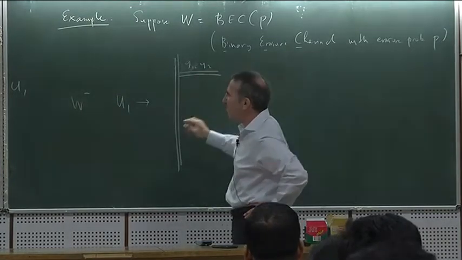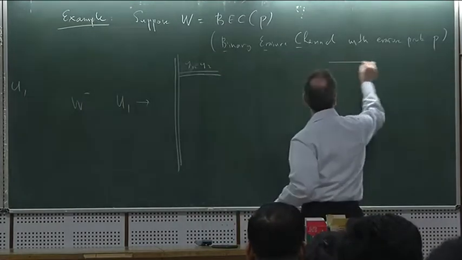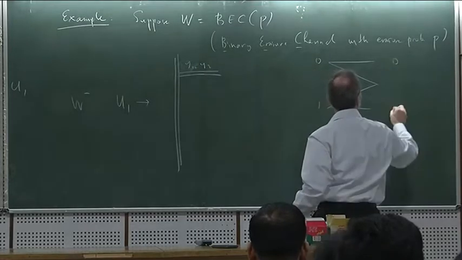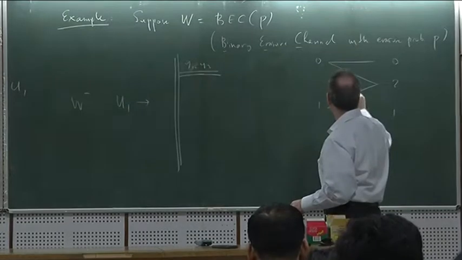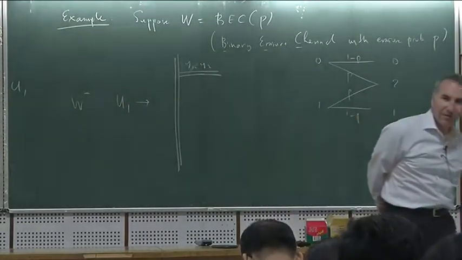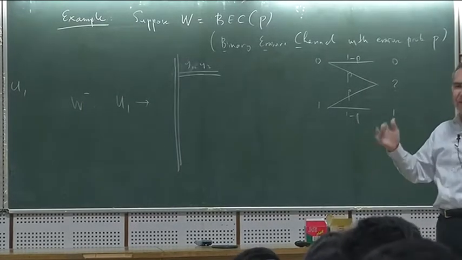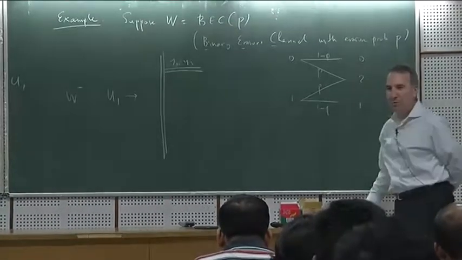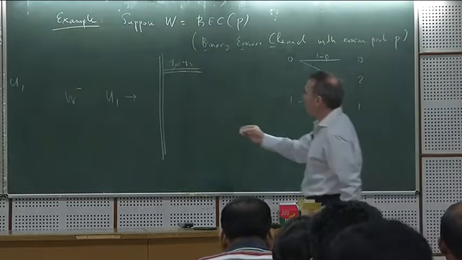So maybe I should write what the W is. The W is like this. You can put either a 0 or a 1, and with probability 1 minus P, you receive exactly what you have sent, or with probability P, you receive an I-don't-know symbol, a question mark. So the possibilities are these.